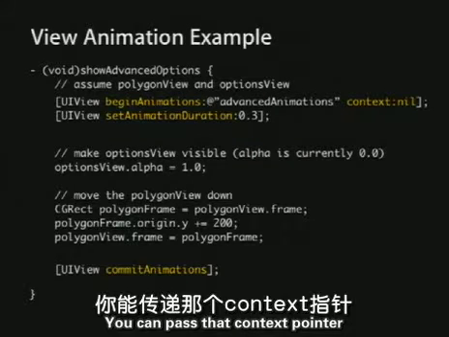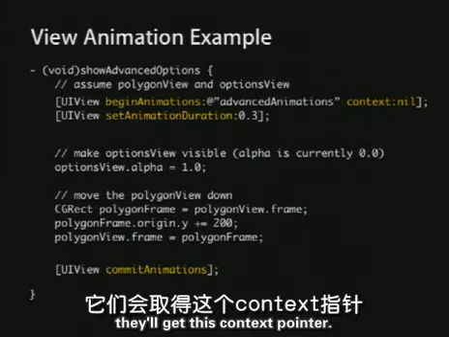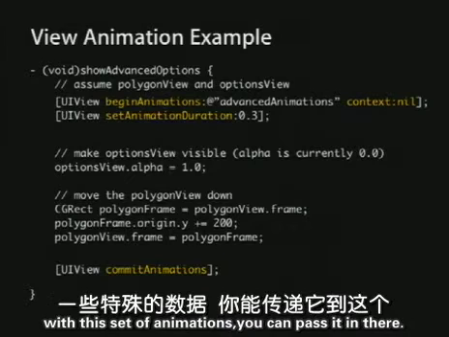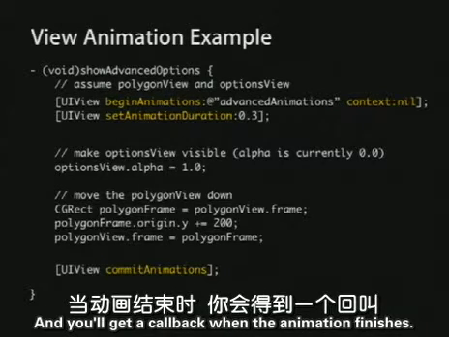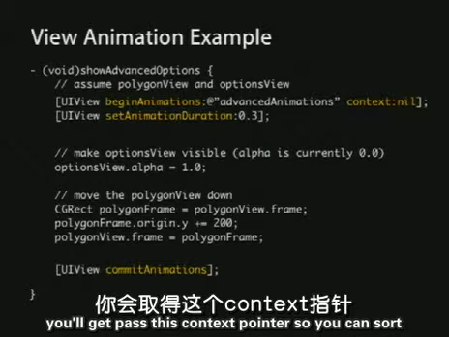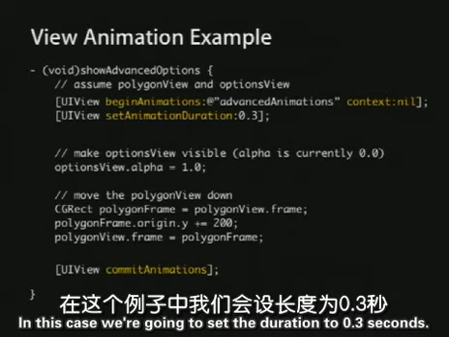You can pass a context pointer, which is basically any object you want. When the delegate methods get called, they'll get this context pointer. So if you have some particular data that's associated with this set of animations, you can pass it in there. And you'll get a callback when the animation finishes. And in that callback, you'll get passed this context pointer. So you can sort of match your creations with the callback later.